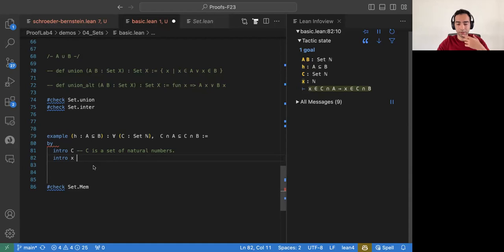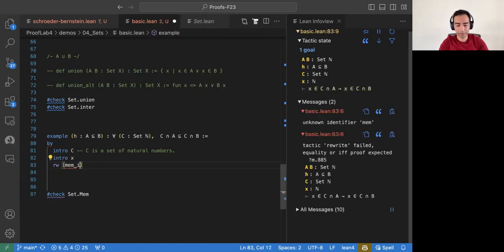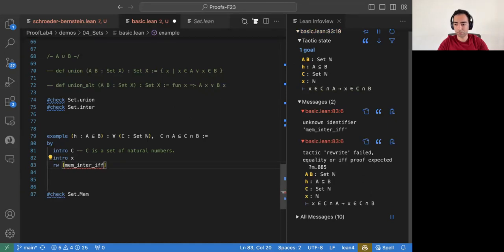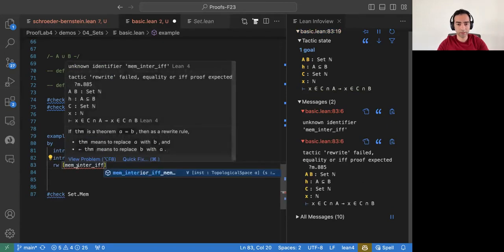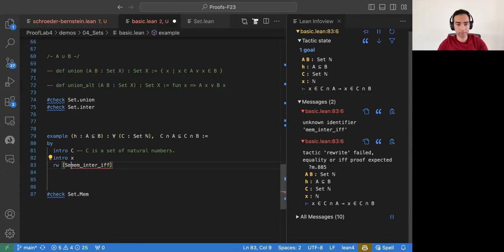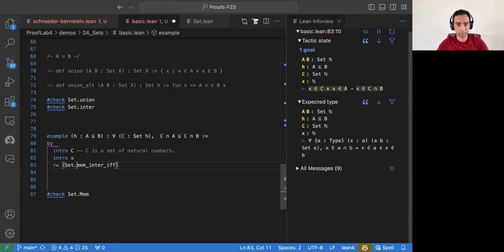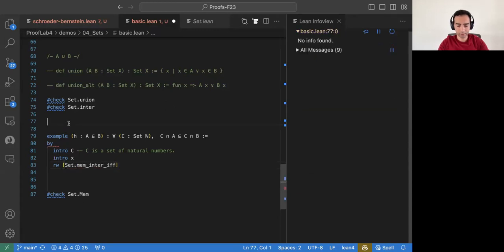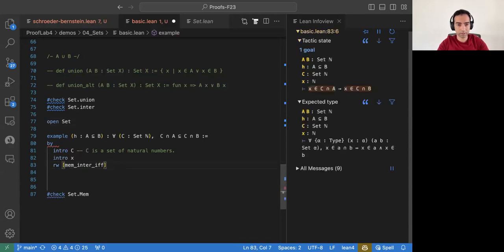So if you're interested, you can, for example, unfold the definition of intersection. And this you can do with unfold or rewrite. So what I can do is mem inter if. Oh, that doesn't do anything. Okay. I guess I could have opened sets and then I didn't need to write this. Yep.